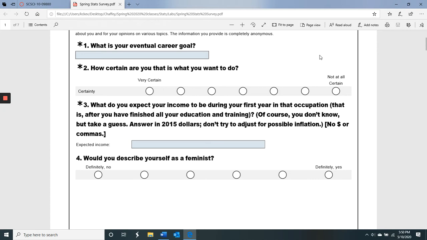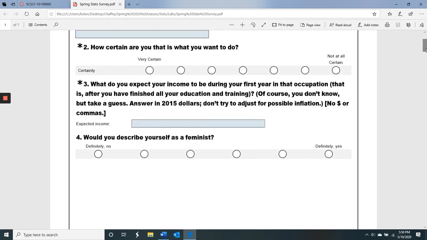Somebody's just going to put their career goal, whatever occupation they want to be. So that is nominal. It's just going to be categories. There's not something that's going to be more or less of a career goal. It's just that there's different career goals. So it's nominal.